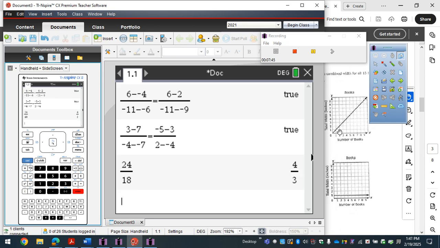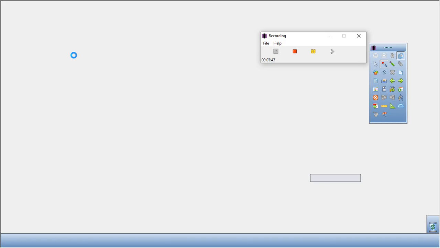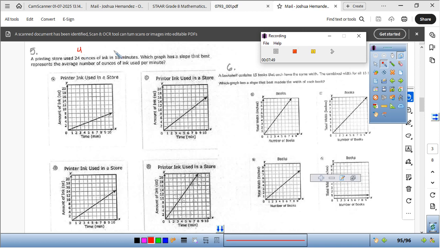So come back over here and look for 4 and 3. 3 minutes and 4. No. 3 minutes and 4, and there's your answer. This one is slightly above it. It looks like it, but it's not. So go to 3 and 4. The answer would be B.